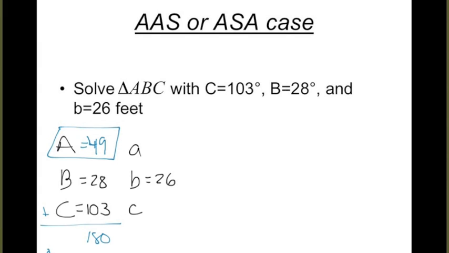Then we need to start solving for sides. And for solving for sides, we need some trig now. What we're going to do is pick the pair of letters that we know both parts of. So that would be letter B. And we're going to set up sine of the angle over the length of the side. So sine of 28 over 26.